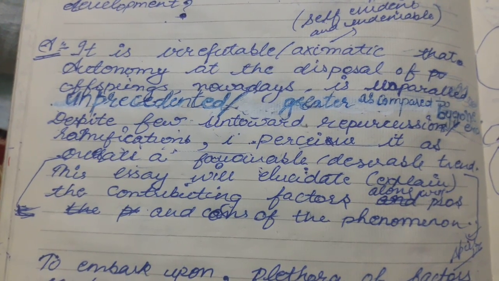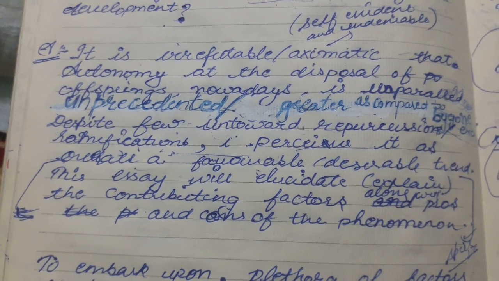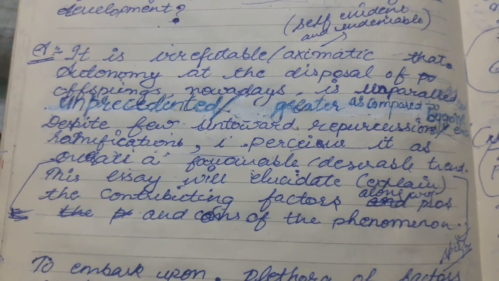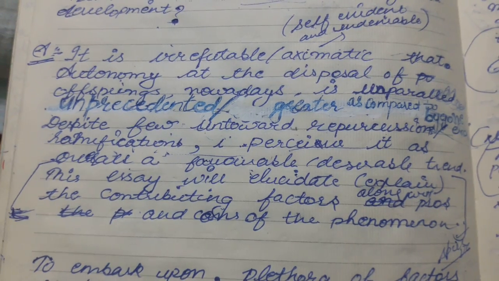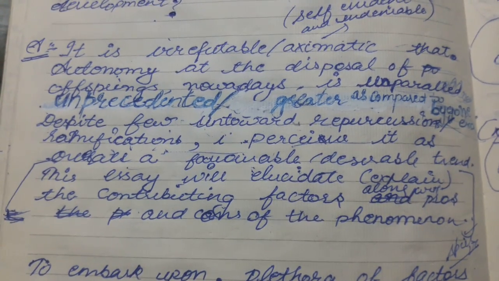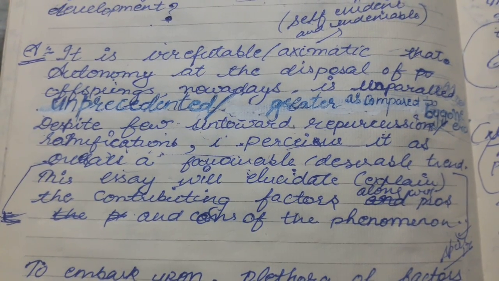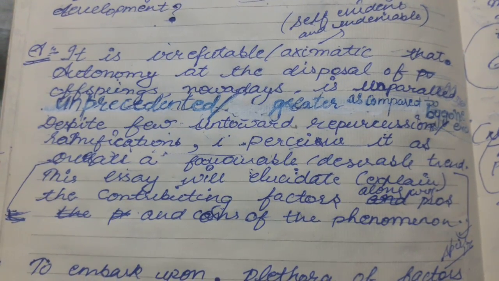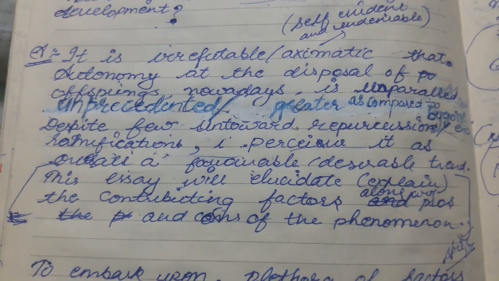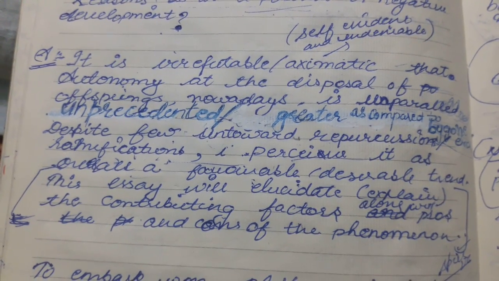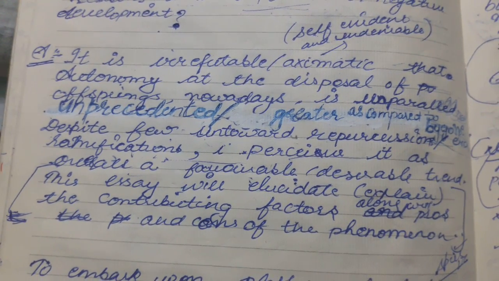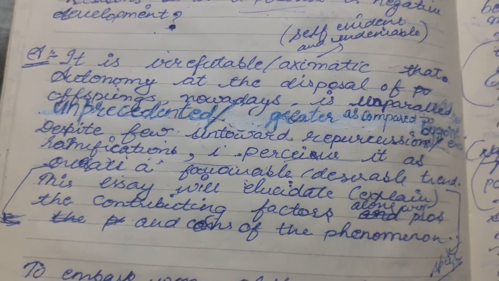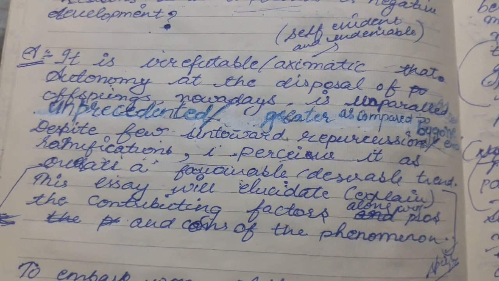Now at the disposal of means for the use of. If something is available with us for our use, then you can say that the thing is available with us at our disposal. Another example of the phrase: if I have a lot of technical gadgets in my home, then I will say that I have a lot of technical gadgets at my disposal. So autonomy at the disposal of offsprings means autonomy available with the kids. So autonomy at the disposal of offsprings nowadays is unparalleled or unprecedented.